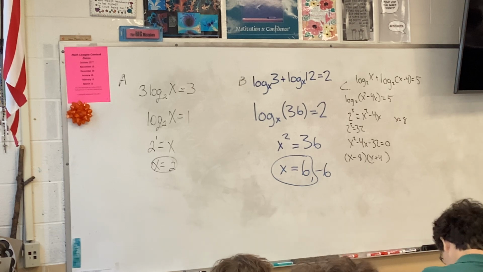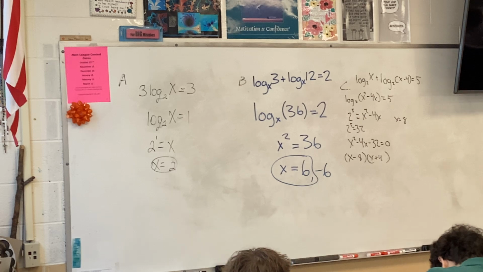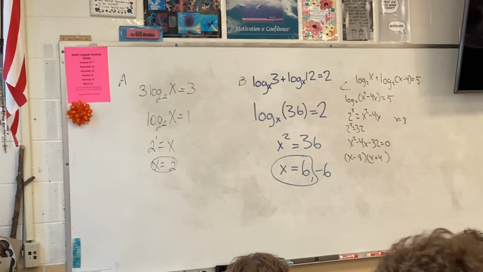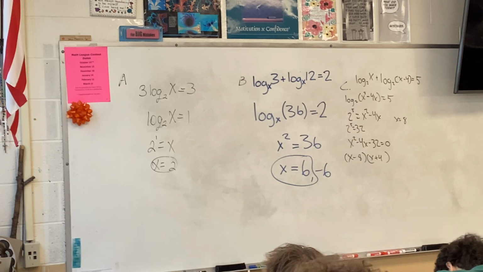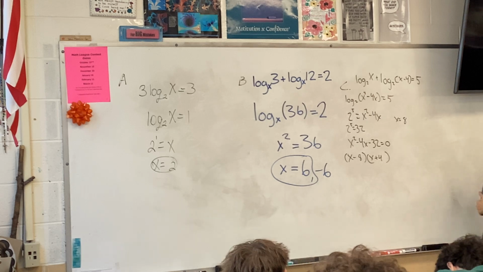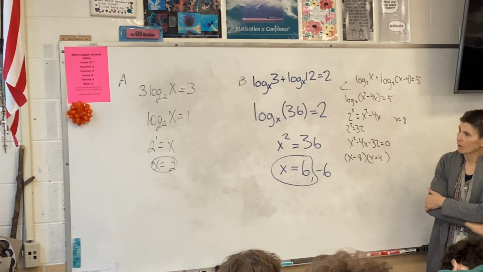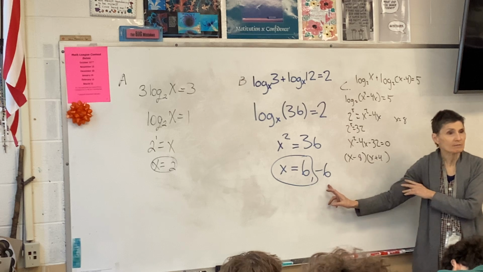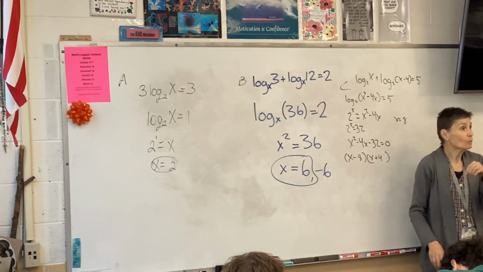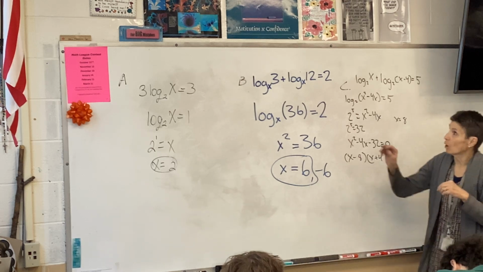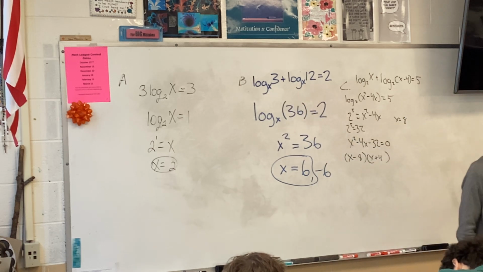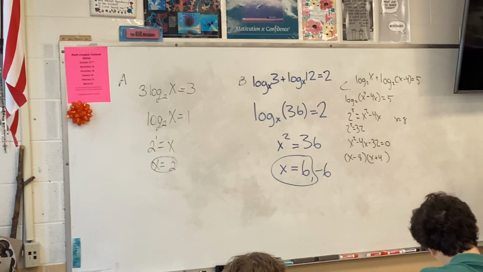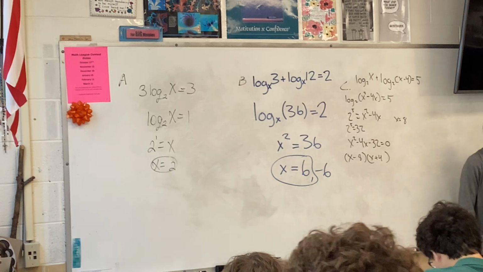All right, how are we with number 1? Everybody get 2? No questions? You need to ask if you have a question. 2 is what we got? All right. Have you all gotten to letter B? When he solved it, he actually got 6 and negative 6. But not only can we not take the logarithm of a negative, the base can't be negative. The base has to be a positive number. So he said my only answer to B is 6.